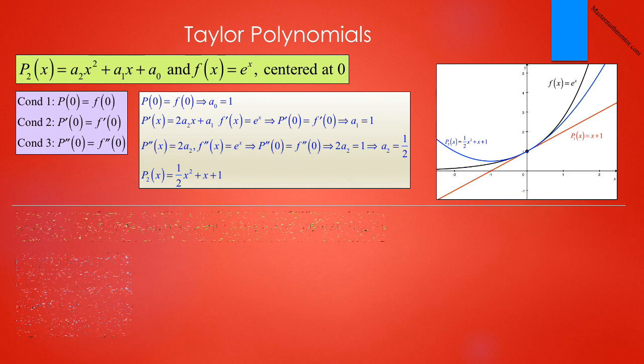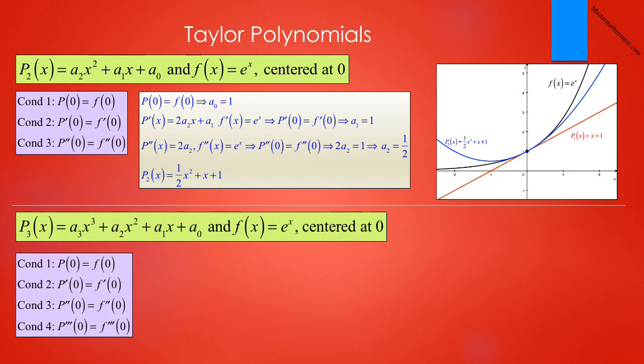The next step, you guessed it, we are now going to create a cubic that will be an approximation for our function. We will call this cubic P3 of x equal to A3x cubed plus A2x squared plus A1x plus A0. Perhaps now you can see why we've used the coefficients A0, A1, A2, and A3. We still are working with f of x equals e to the x centered at 0. Now there are 4 conditions.